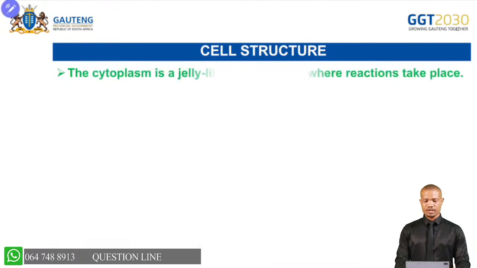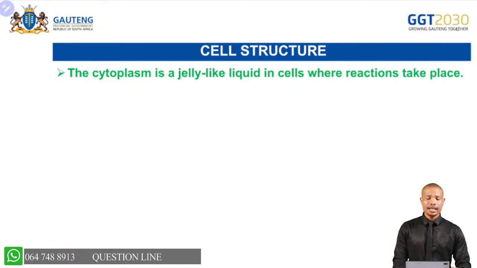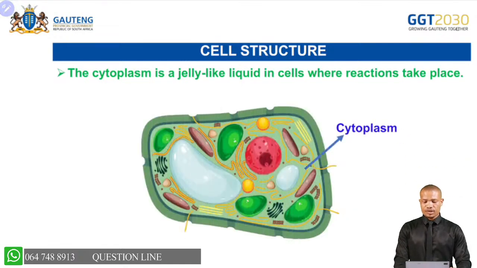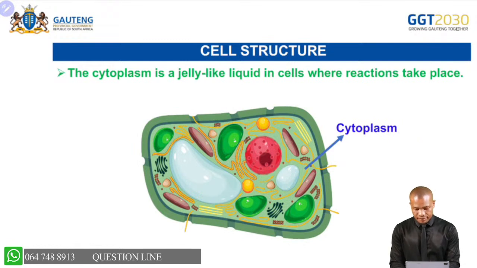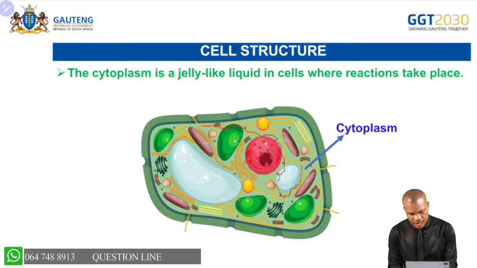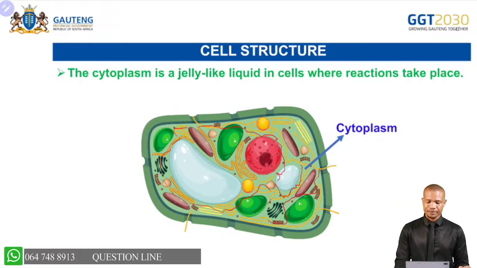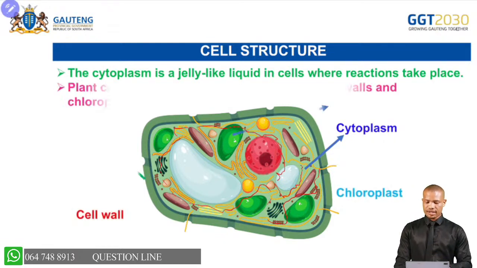Okay, let's continue. The cytoplasm is a jelly-like liquid in cells where reactions take place. So this would be your cytoplasm, okay? You see, this is a cell, and inside this cell, there is an area that is green in color. All of this around the cell is a fluid called the cytoplasm. Okay, right, and this is where chemical reactions take place.